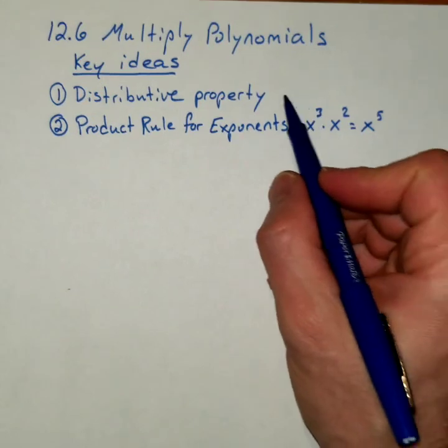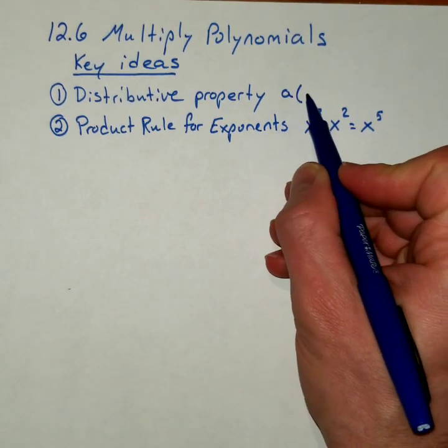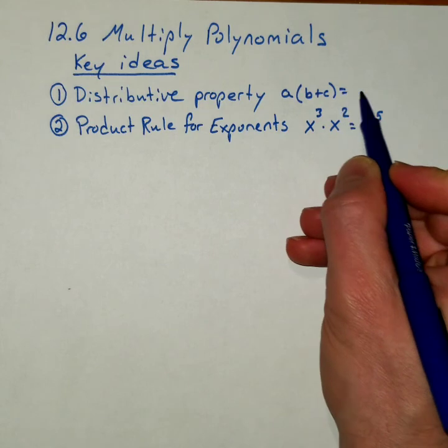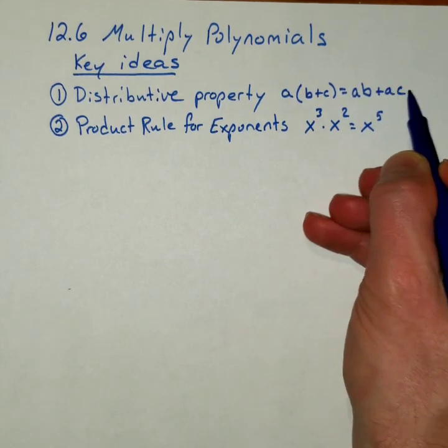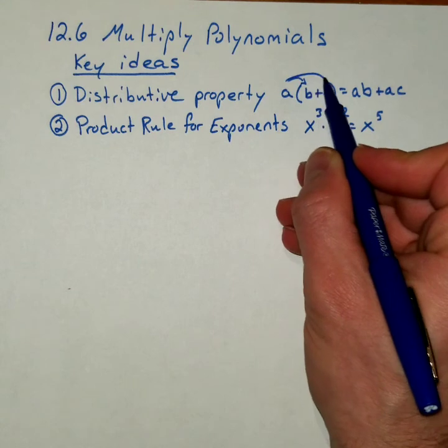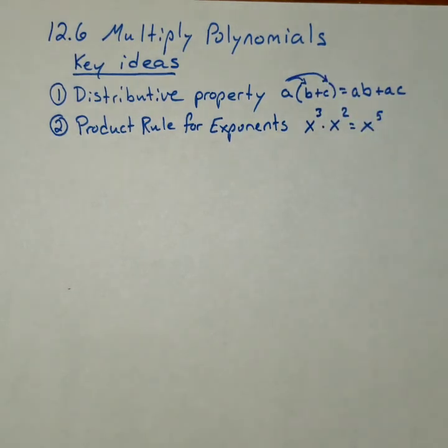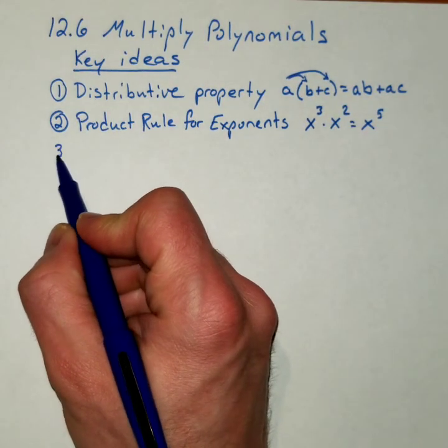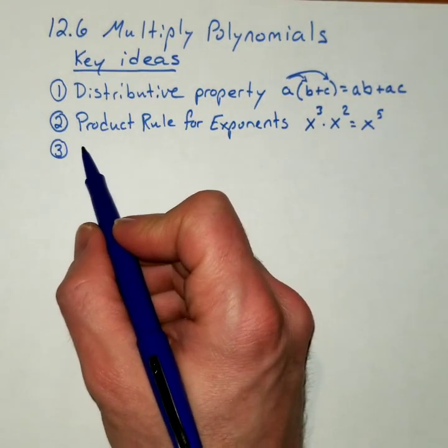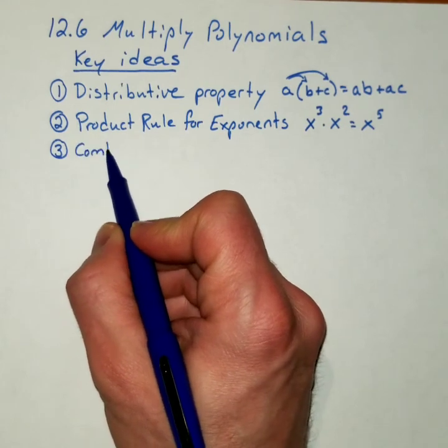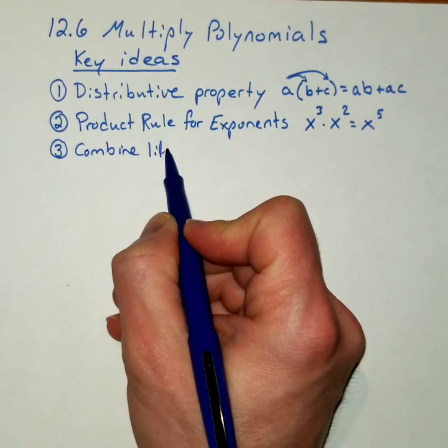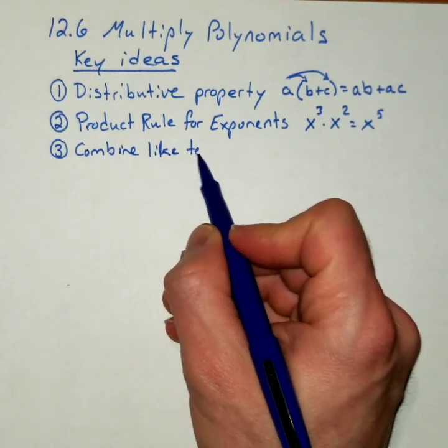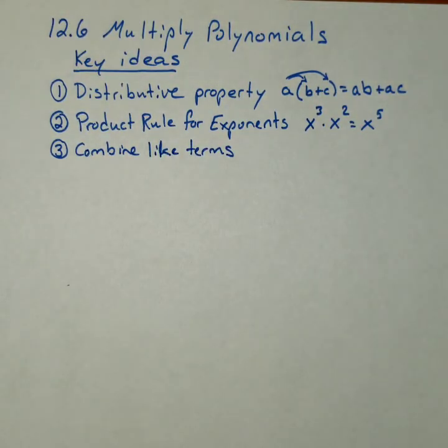The distributive property, I should probably write this in, is something like a times b plus c equals ab plus ac. The a distributes in to both of those terms. Okay, so these are two important properties. The third thing is to, again, just like before, combine like terms. Okay, so we're going to need to combine like terms at the end.